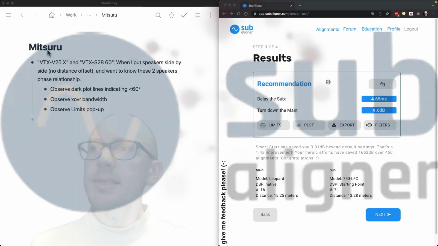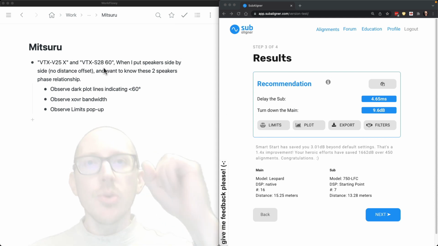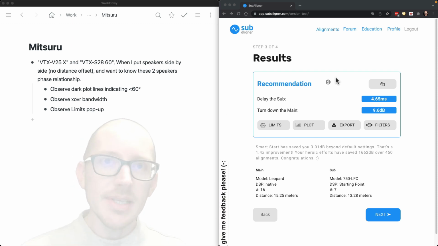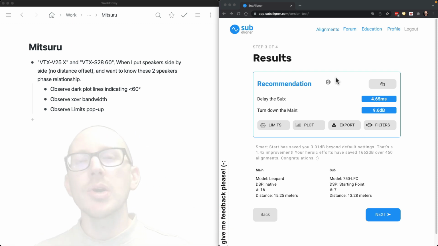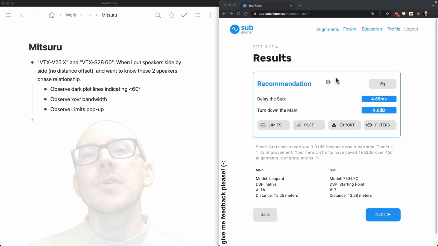So Mitsuru sent me this question where I think he's basically saying that he wants a feature like a green light, red light system, where you would run an alignment and then really clearly it would say, hey, these two speakers are phase compatible or they are not phase compatible, like a go, no-go situation. So I like that idea, but I don't have that feature yet.